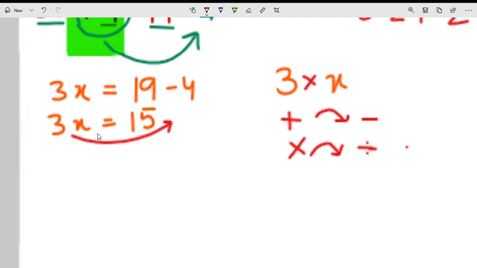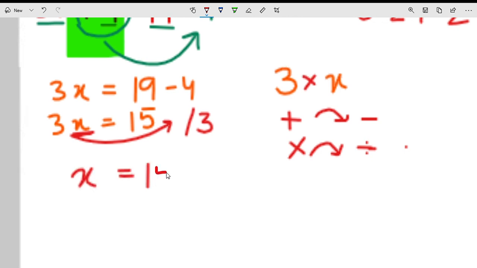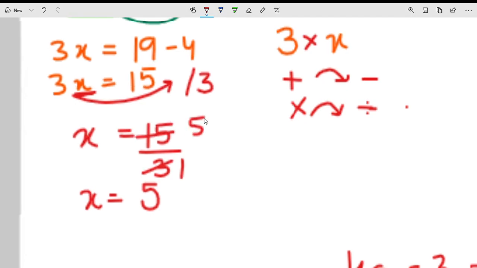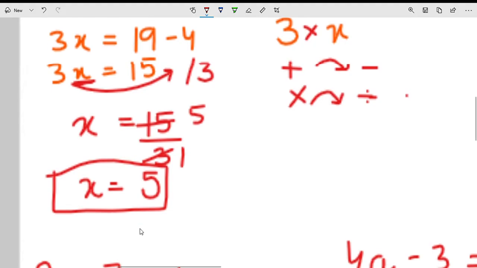Now, when 3x moves to the other side, it will be divided by 3. I mean, not the x. We're trying to find the value of x. So we'll just have x equals 15 divided by 3. So x will equal 5. 3 1s are 3 and 3 5s are 15. So this is our answer, or the value for x.